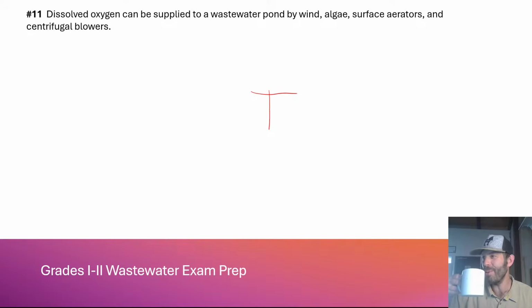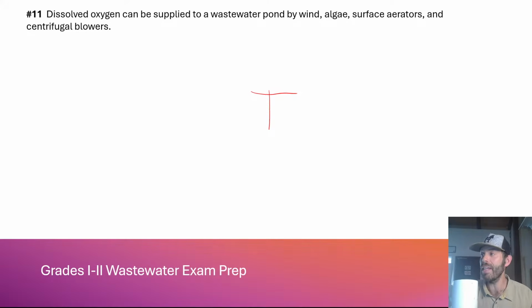Maybe you could do a centrifugal blower in a facultative pond. I don't know what that would look like. I have worked at a pond physically as a shift operator where we had surface aerators on a facultative pond because we were aerating the top layer, which was aerobic.